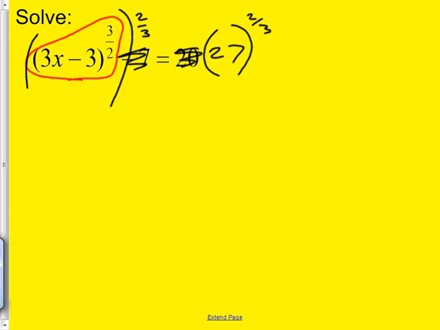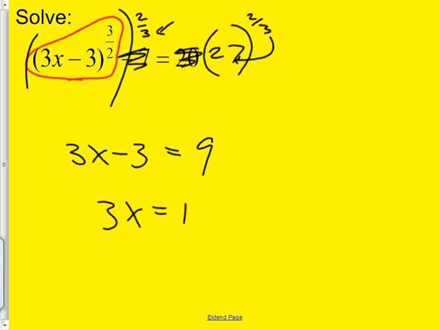Otherwise, if you thought this was an even power, you would need absolute values on that number. You'd need them here if we had done an even power root. But since it's odd, it's okay without them. And then this third root of 27 is 3. 3 squared is 9. Now we got to add 3 to both sides.